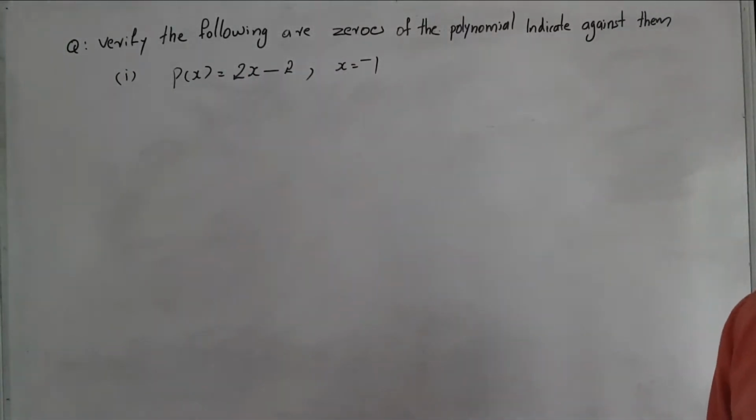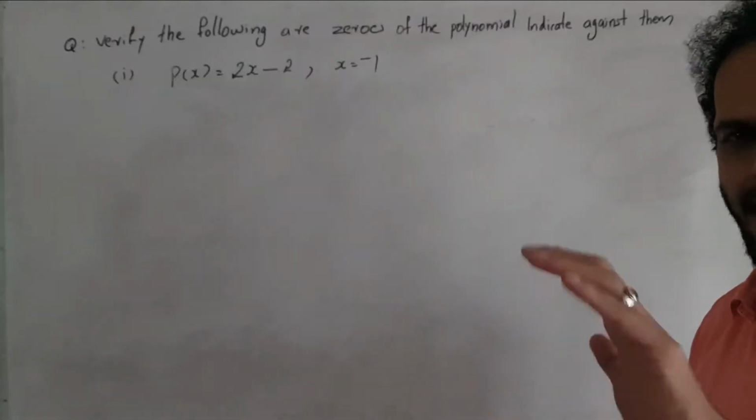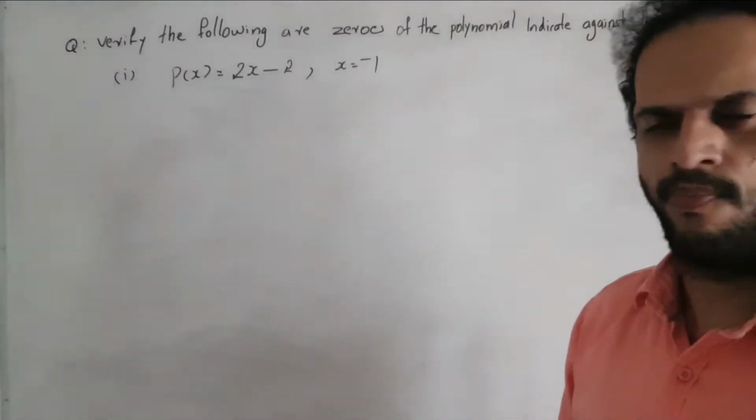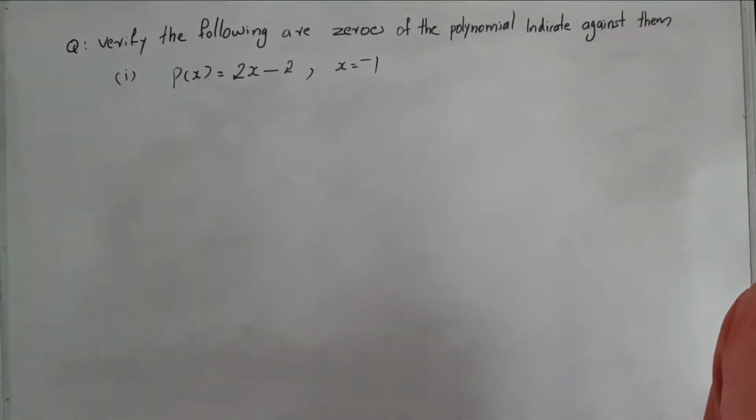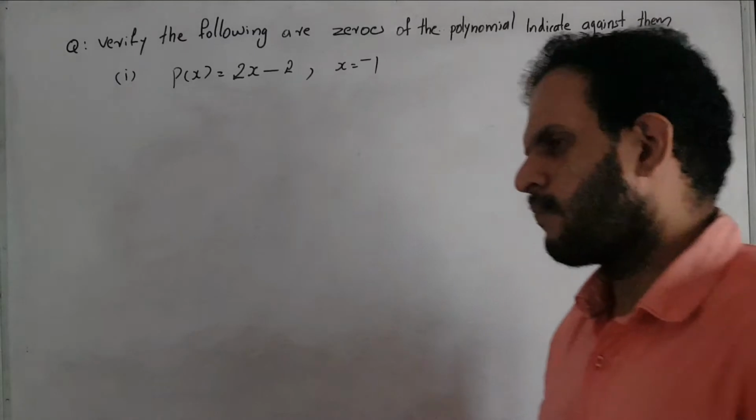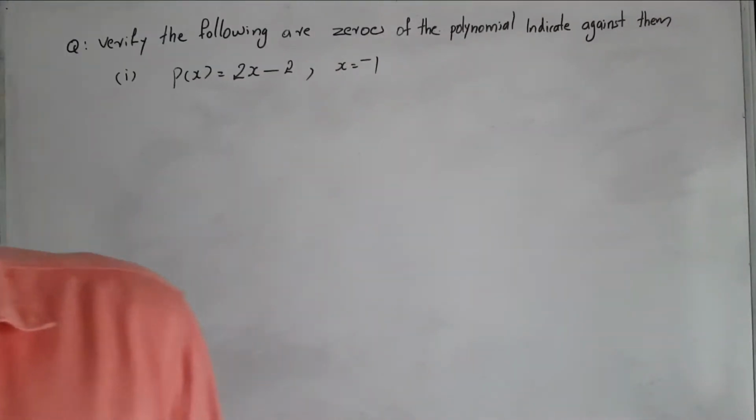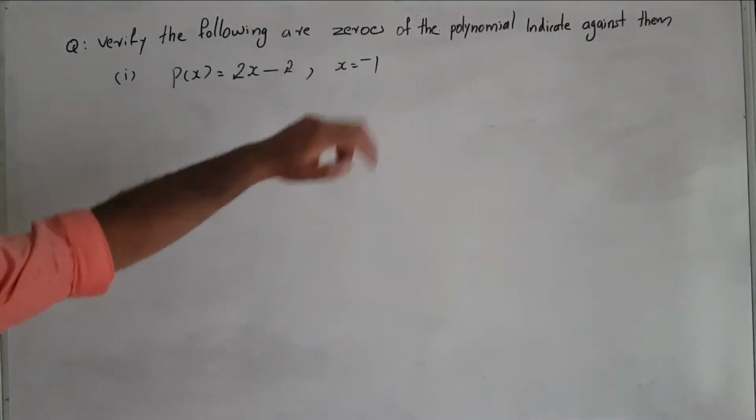If we get the answer 0, then we conclude yes, it is a solution or is a zero. If we do not get 0, then we conclude it is not a zero, not a solution. Okay, then how do we start? We substitute x is equal to minus 1.